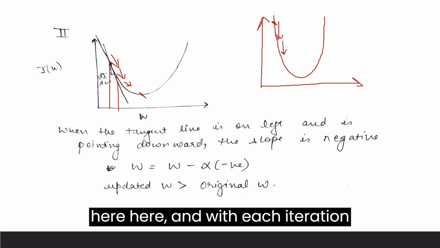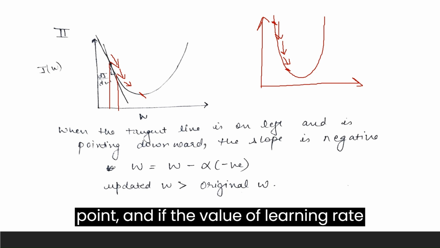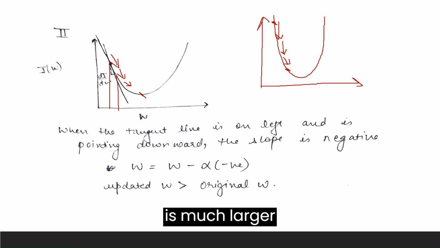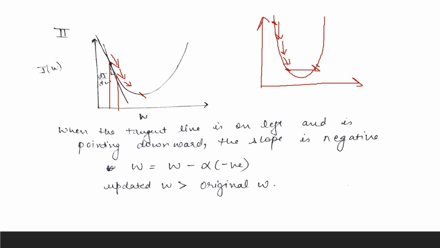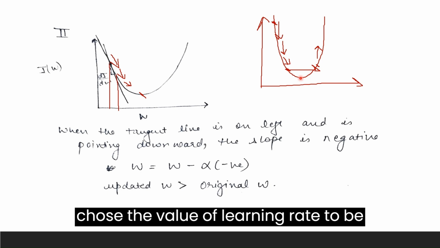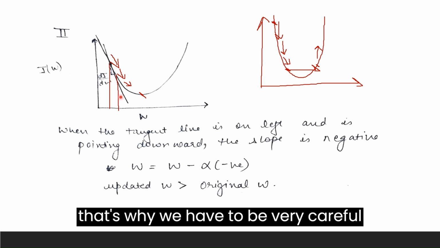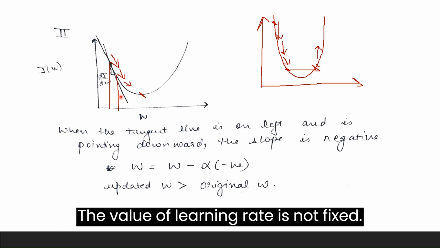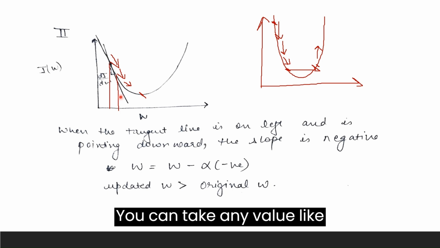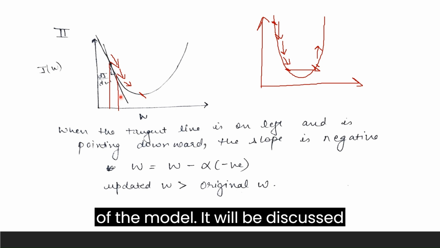You're going here, here, and with each iteration, you're going downwards. You're going in the same direction, but what will eventually happen is if you are at this point and the value of learning rate is much larger, then this might happen. The local minimum is skipped because you chose the value of learning rate to be much larger. It skipped the minimum point here. So that's why we have to be very careful in choosing the value of learning rate. The value of learning rate is not fixed. You can take any value like 0.01, 0.001, and test it by checking the accuracy of the model. It will be discussed later.